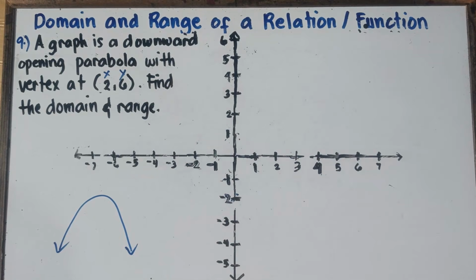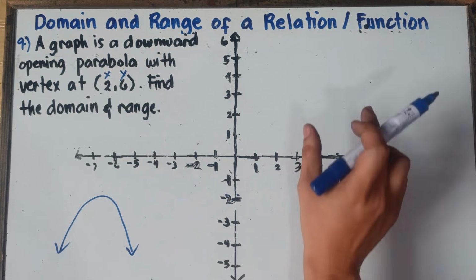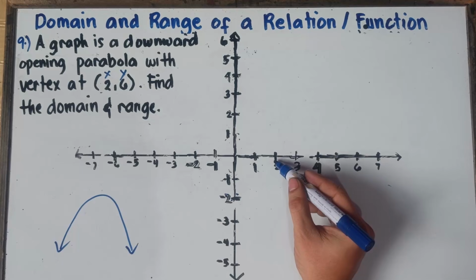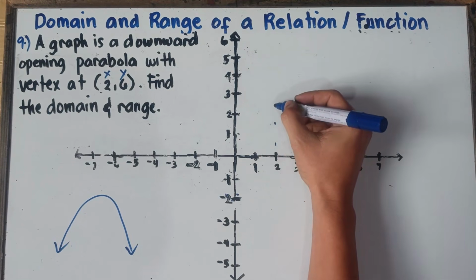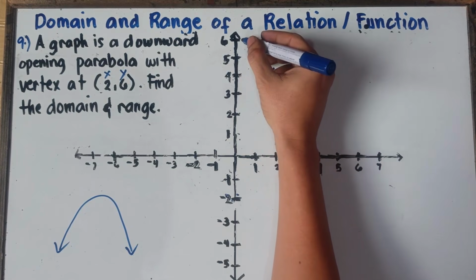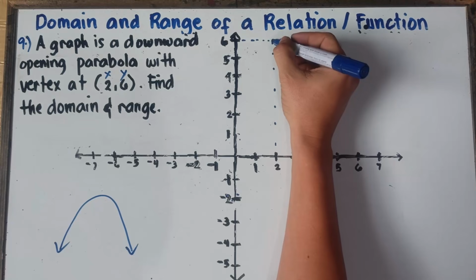Now, where is that, class? On the Cartesian plane, what quadrant, class? That's correct. That would be on quadrant 1. So x is positive 2 and then y is positive 6. This one right here, class.